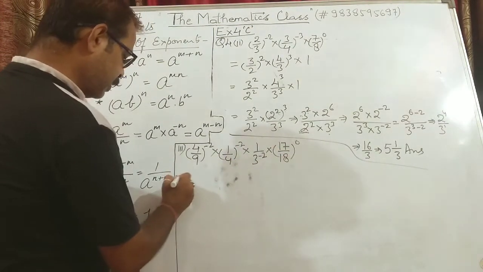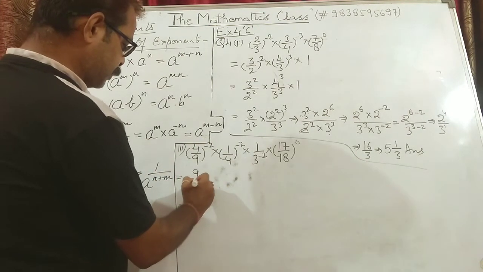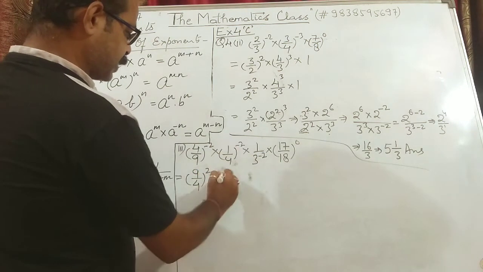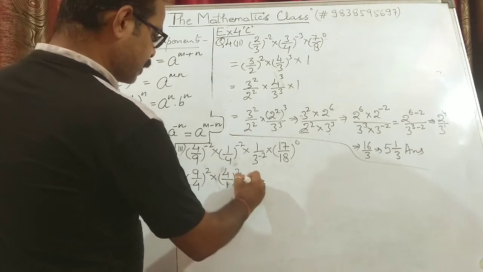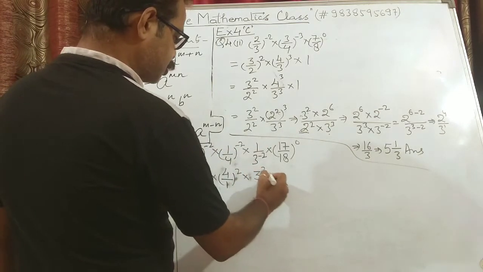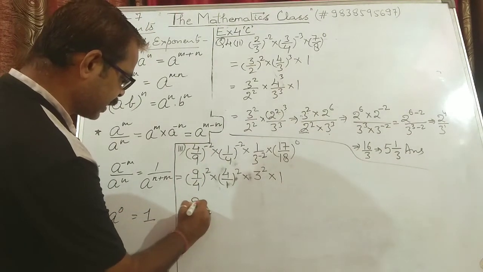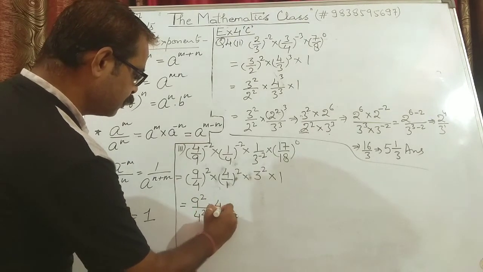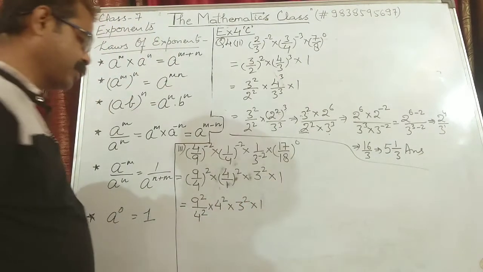This will become 1. Now in this case, (4/9) to the power minus 2 will reciprocate, means it will become (9/4) to the power 2 into (1/4) to the power minus 2 can be written as (4/1) to the power 2, and 3 to the power minus 2 will come to the numerator. It will become 3 to the power 2 into 1. Now 9 can be written as 9 to the power 2 upon 4 to the power 2 into 4 to the power 2 into 3 to the power 2 into 1. Either you write or you don't write.